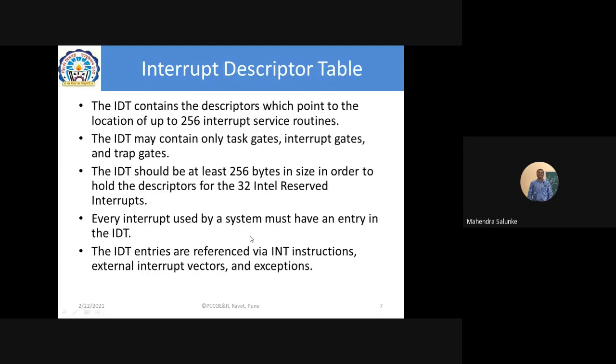What is the purpose of accessing the IDT? The final purpose of accessing the IDT is to provide service to the interrupt. The IDT holds these descriptors which locate the interrupt service routines. So ultimately, we are accessing this interrupt descriptor table to provide the service to the given interrupt. This is what the interrupt descriptor table is.